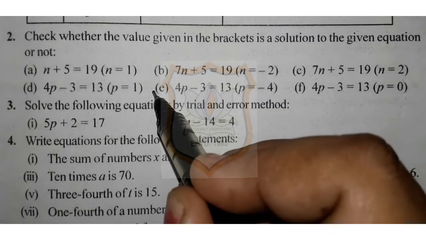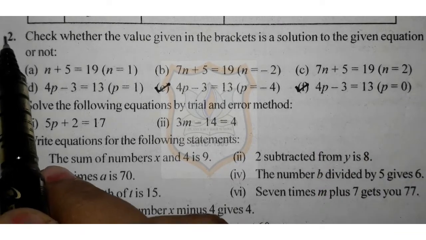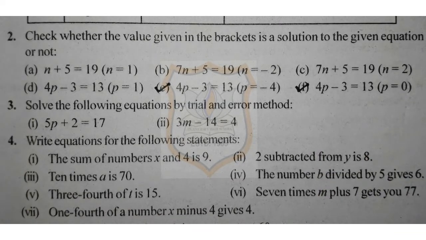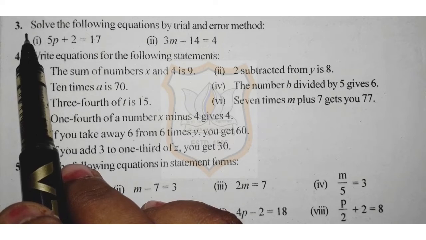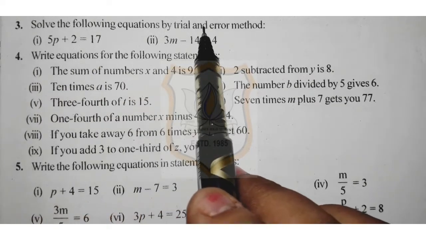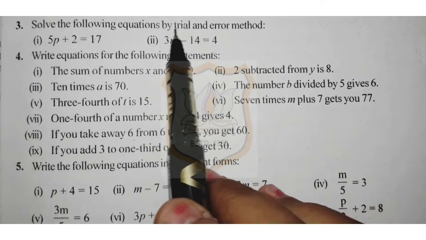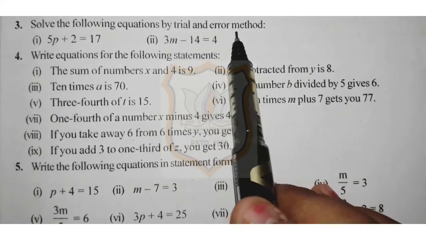Students, part E and part F of question number 2, you have to do it yourself as homework. Now we will solve question number 3 of exercise 4.1, and that is: solve the following equations by trial and error method. Trial and error method or hit and error method, both are the same.